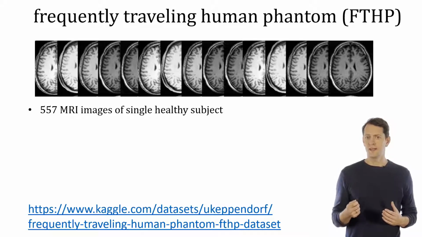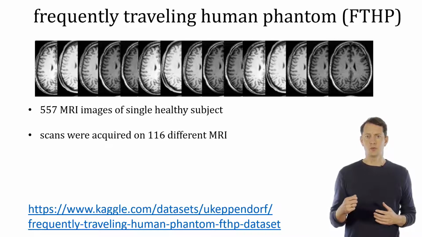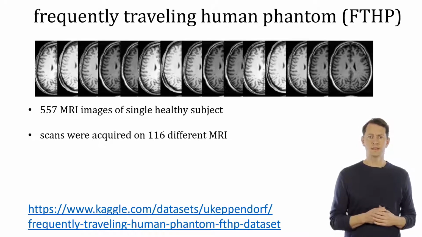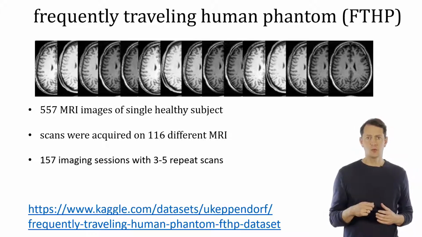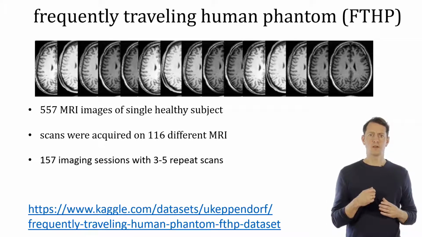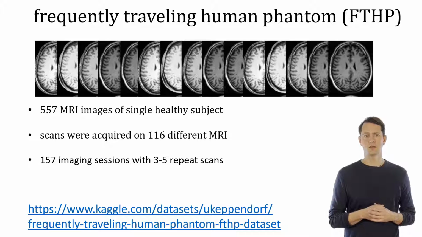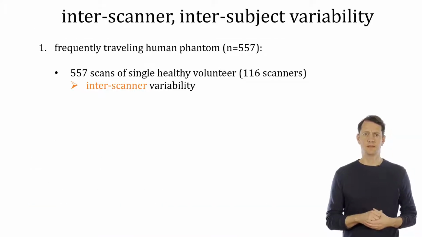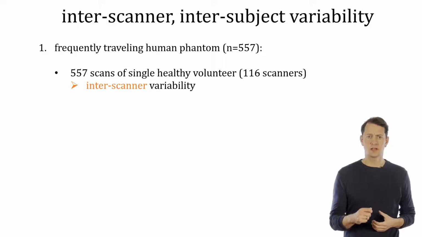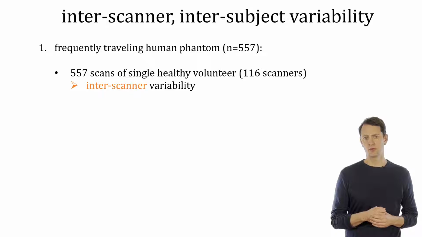In short, the dataset contains 557 images of the brain of a single healthy male volunteer, which was acquired on 116 different MRI scanners. The data can be downloaded for free. The link can be found under this video. We will use the Frequently Traveling Human Phantom dataset to study the inter-scanner variability of the three thalamus segmentation algorithms.